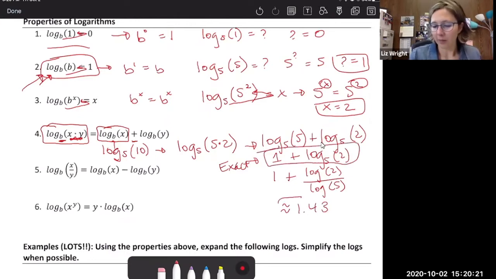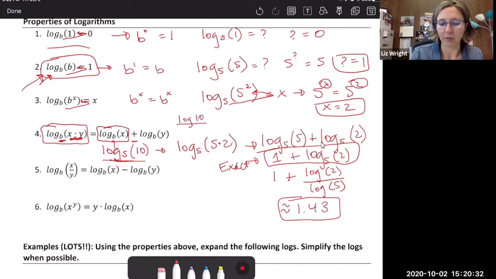The other way we could have jumped to estimated form from way back here on this example is that you could just do log of 10, and you're dividing it by log of 5. And we already know what log of 10 would be, right? Because it's log base 10 of 10. Well, that's 1. And then you're dividing it by log of 5. So when you do that, you should get back exactly 1.43.